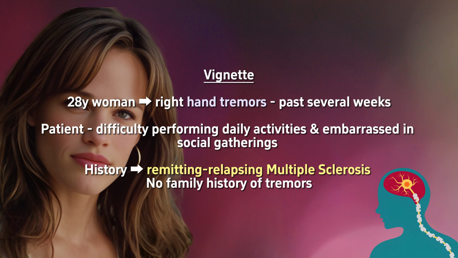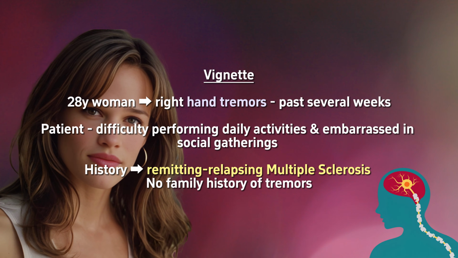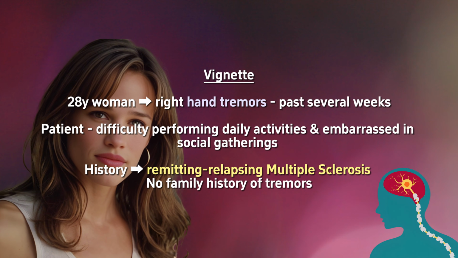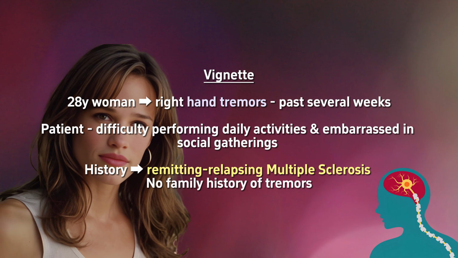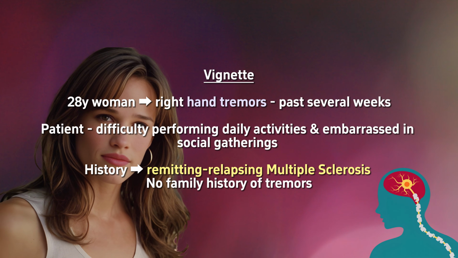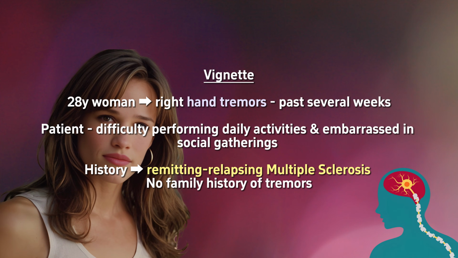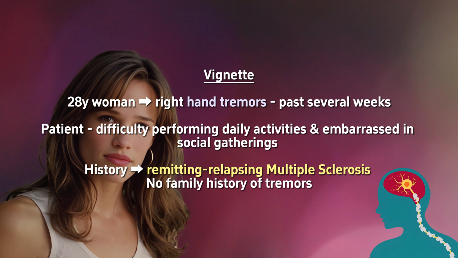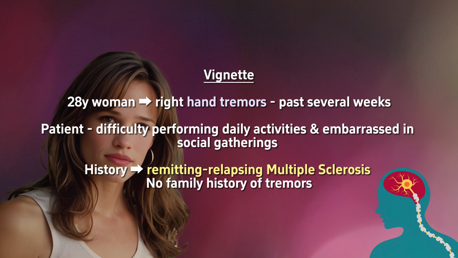A 28-year-old woman comes to the office due to right-hand tremors for the past several weeks. The patient has difficulty performing daily activities and feels embarrassed in social gatherings. She has a history of the remitting, relapsing form of multiple sclerosis. There is no family history of tremors.